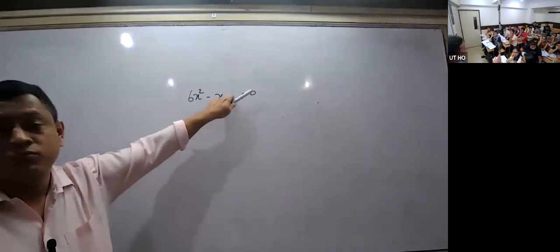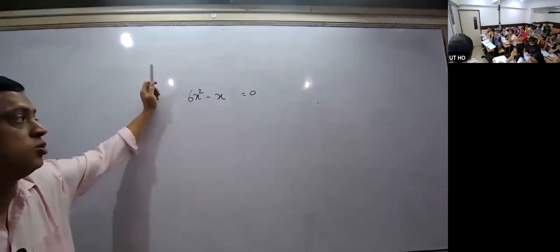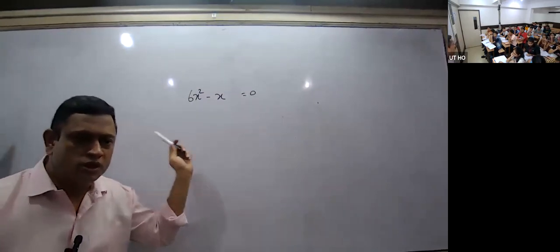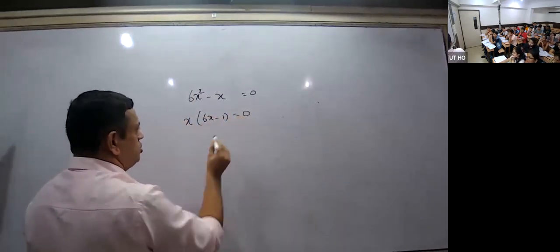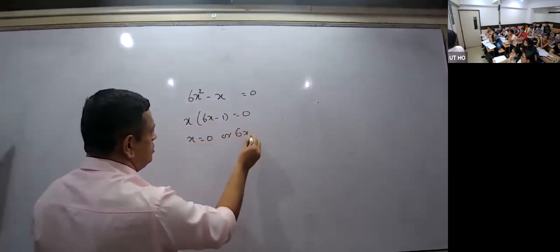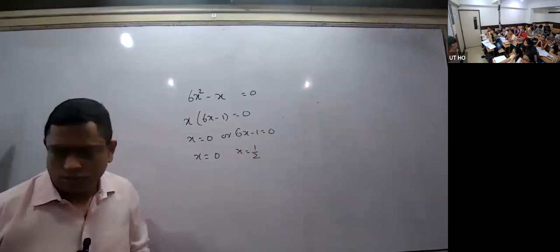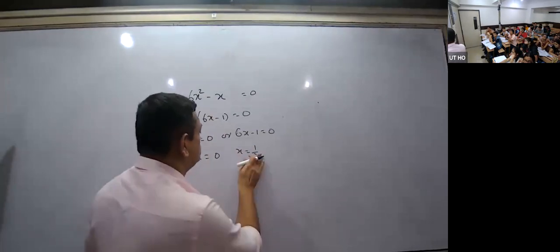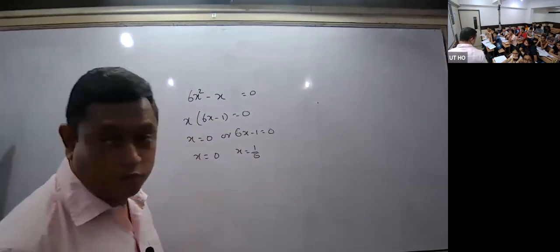No. A quadratic equation means A cannot be 0. What is the value of A? 6. Now, the first principle of factorization is to take out what is common between everything. Here x is common, and what is left is 6x minus 1. Therefore x is equal to 0 or 6x minus 1 equals 0. Therefore, the solution is x equal to 0 or x is equal to 1 by 6. Hope all of you followed this one also.